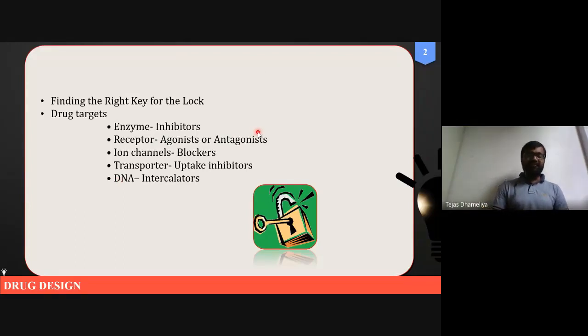So just like if we want to open a certain lock and the key is missing, there are two ways. Either we will break that lock or else we will make a duplicate key of the same. So how can we make a duplicate key? Just say for a simple lock at our home whose key is lost, we want to make a duplicate key.